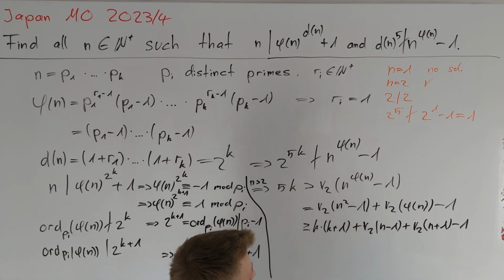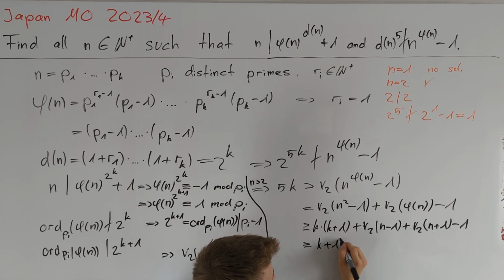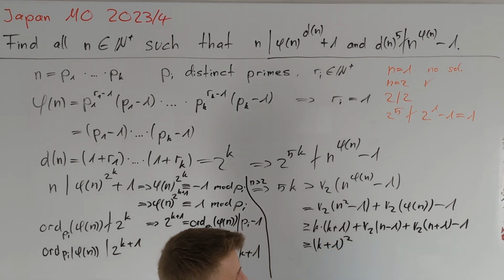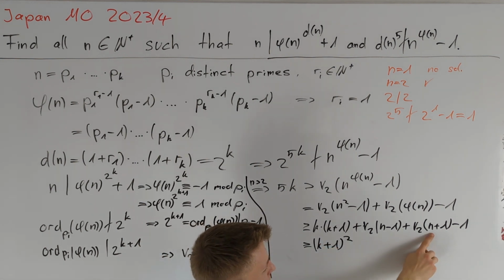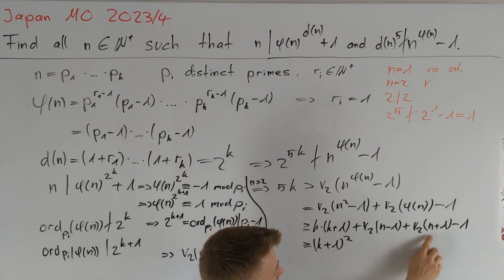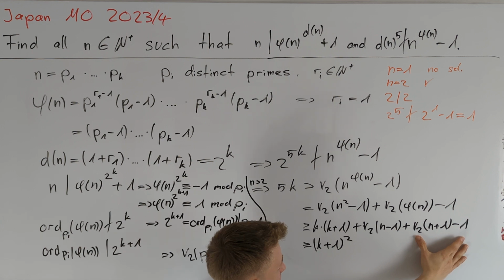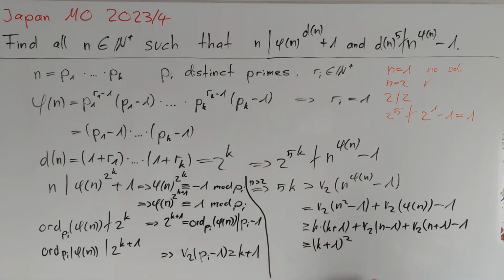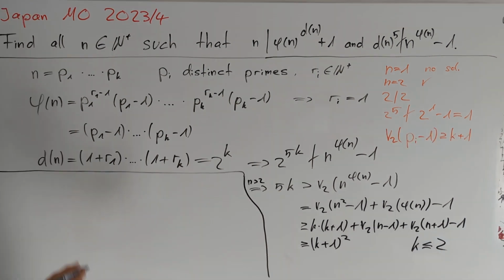So the first term here can be bounded by (k + 1) squared, and moreover we know that n must be odd, and therefore n + 1 is even, so the last term here is greater than or equal to 0. This inequality is false for k greater than or equal to 3, which you can check on your own as a small exercise, and therefore we can conclude that k must be less than or equal to 2. We start with the case that k is equal to 2.